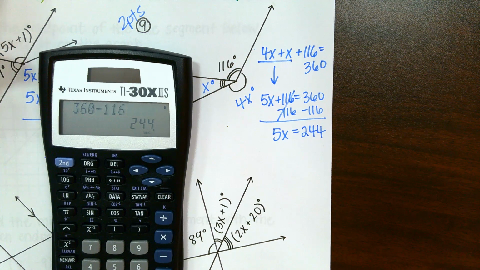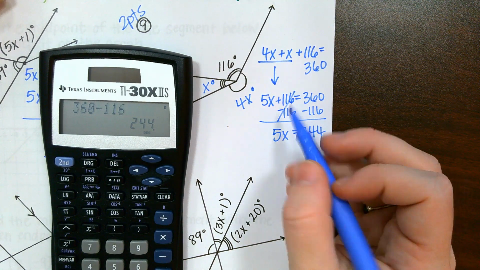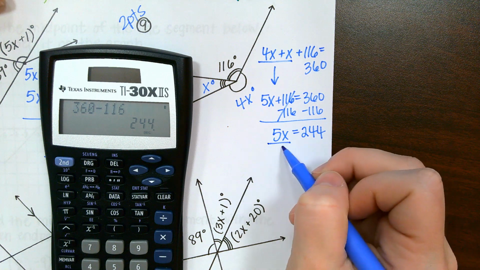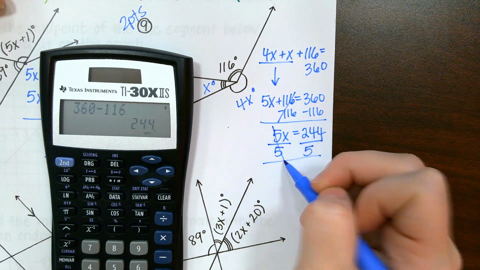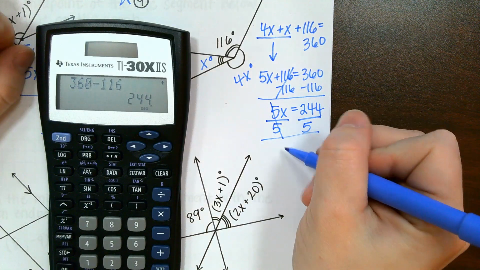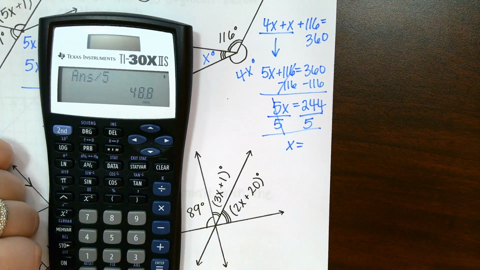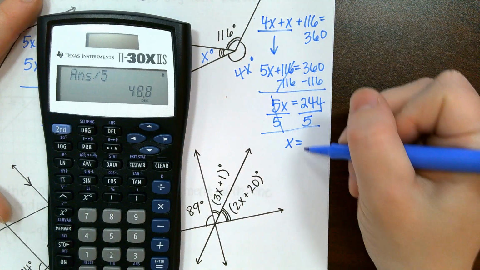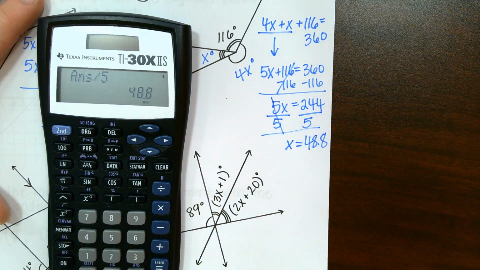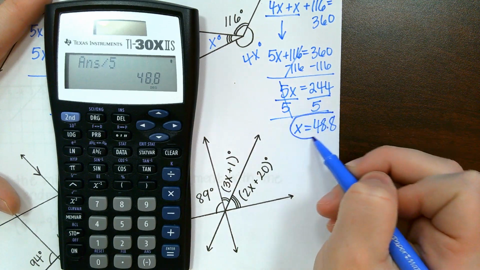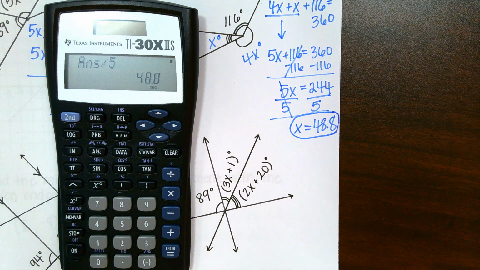And I see we are going to get a fraction. I'm sorry, guys. Let's do divide by 5 here. My 5s will cancel, and I will get x equals, let's see, 48.8. That's not too ugly of a decimal. That's not so bad. 48.8, and that is your answer. Perfect.